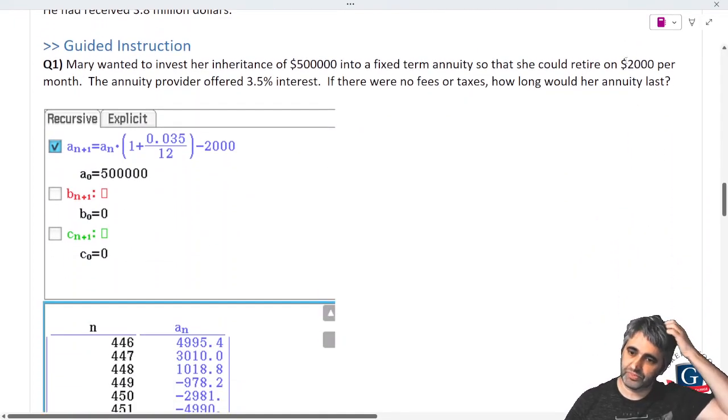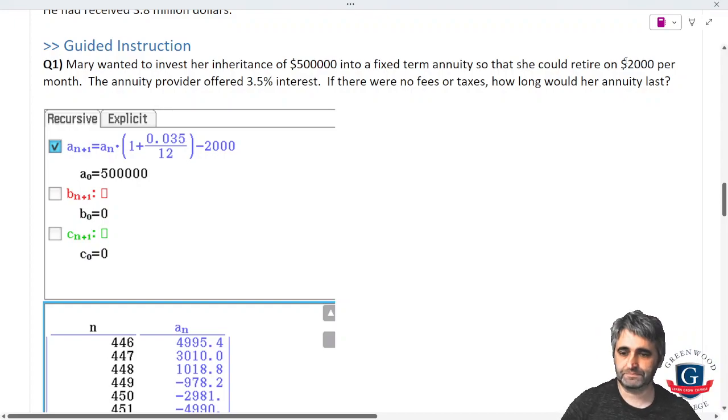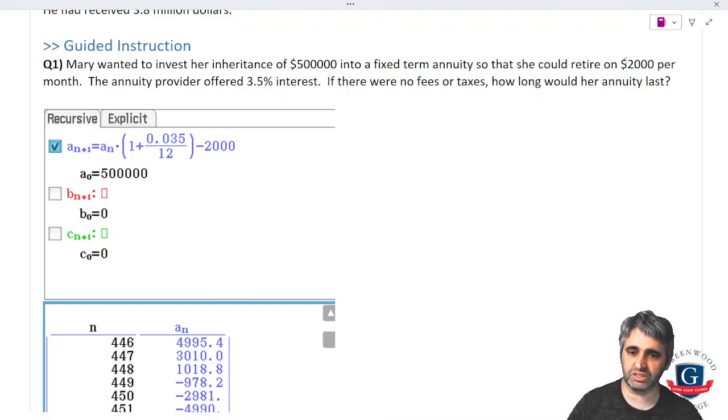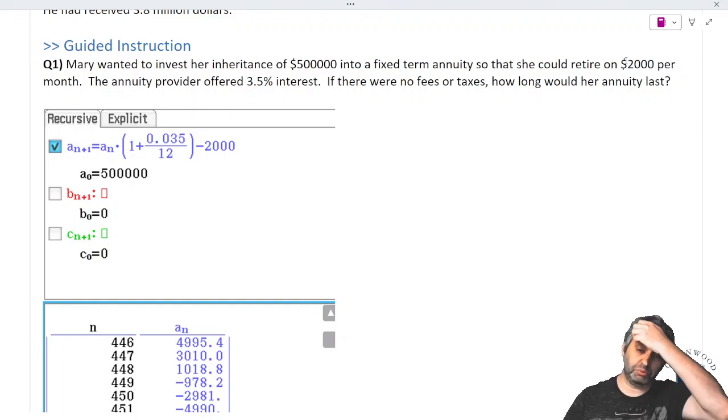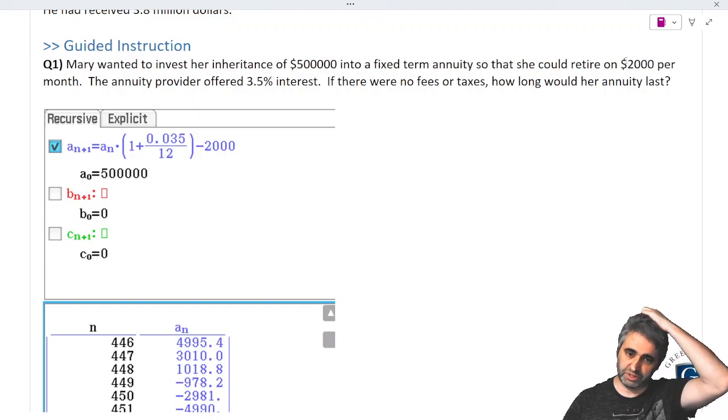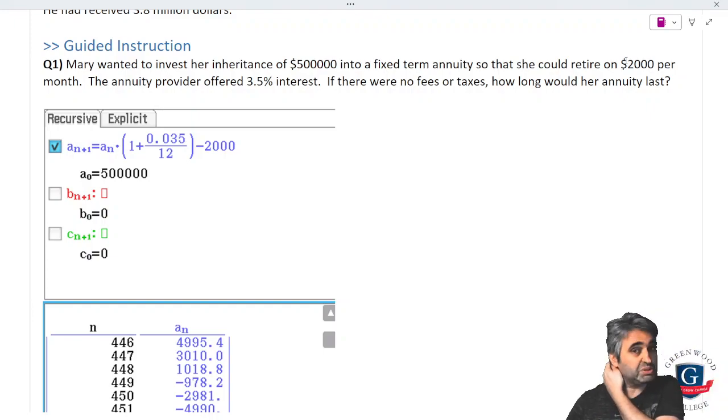So here's another one. This time we'll do an annuity. Mary wanted to invest her inheritance of $500,000 into a fixed term annuity so that she could retire on $2,000 per month. The annuity provider offered her 3.5% interest if there were no fees or taxes, which of course there would be. But let's say there aren't any. How long would her annuity last?